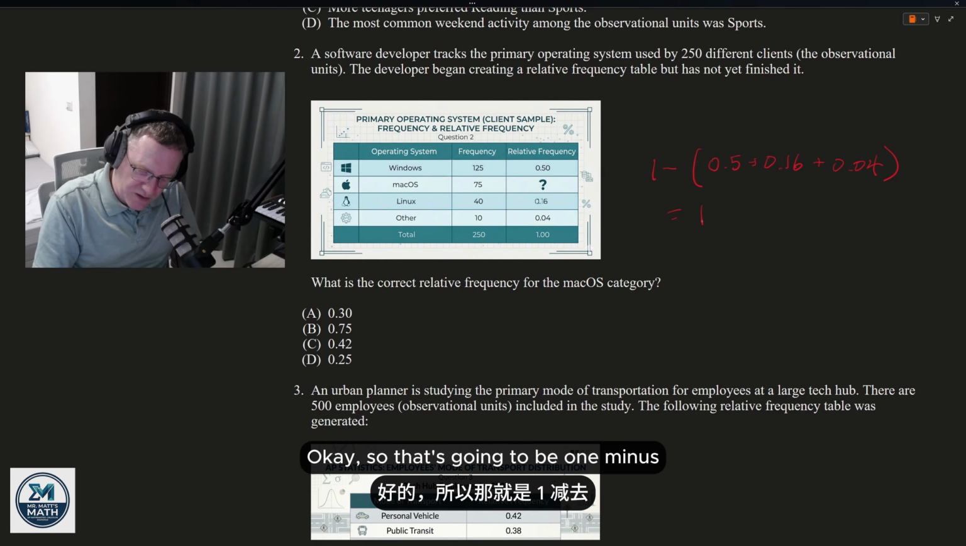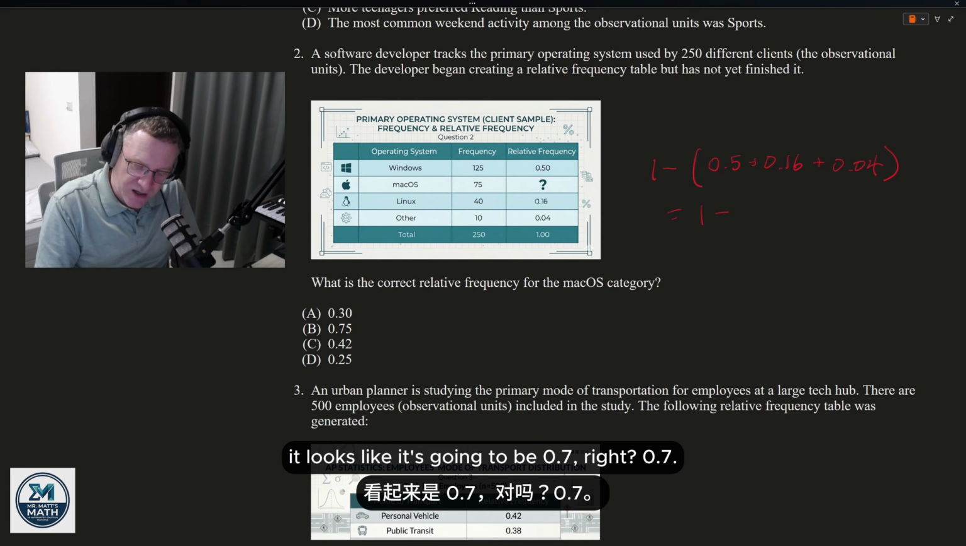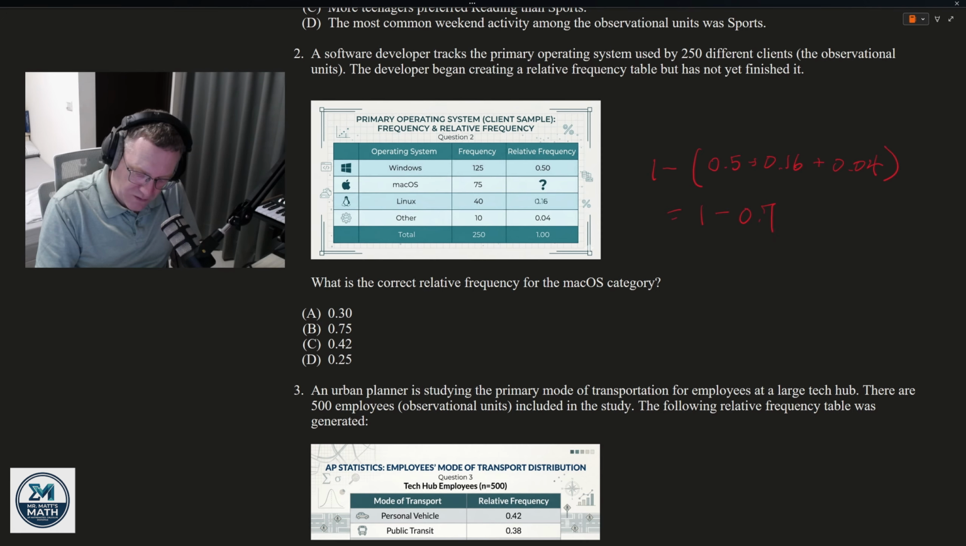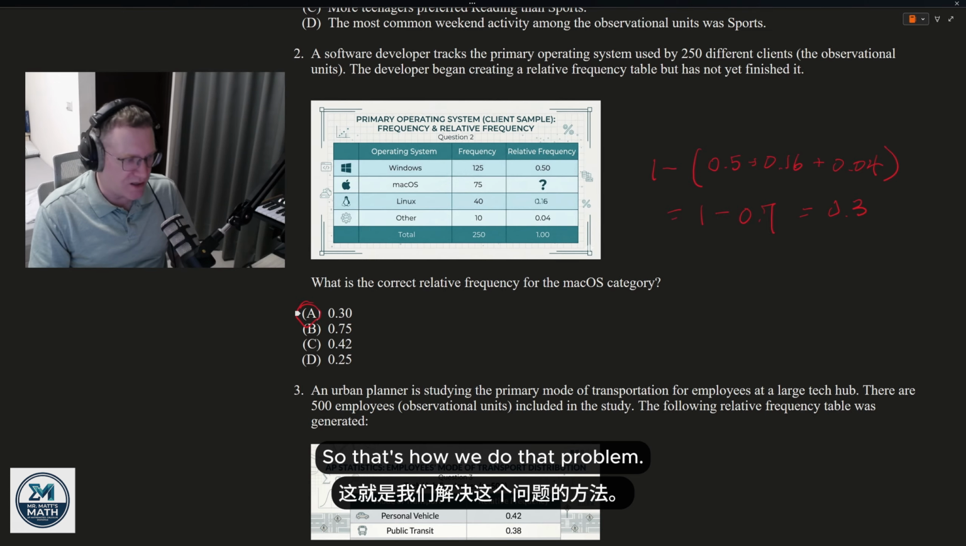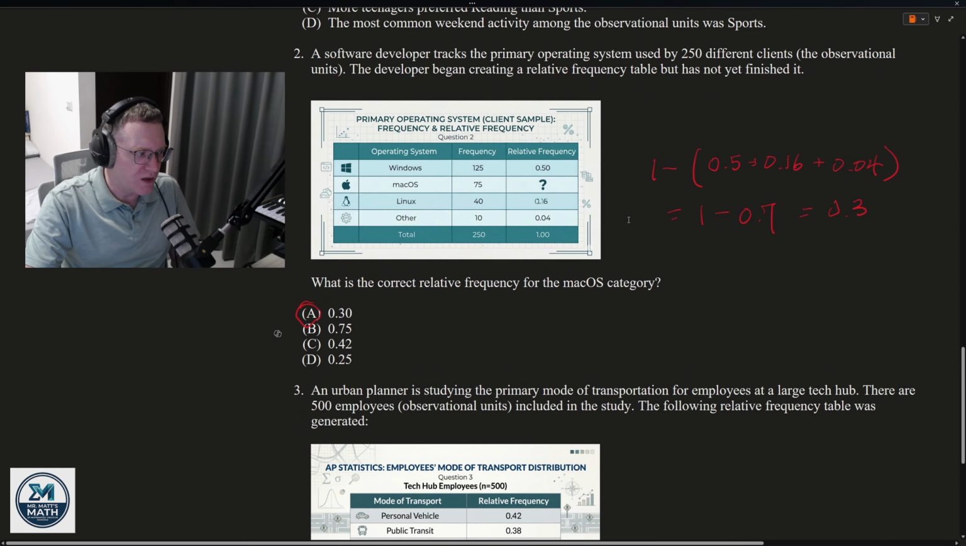Okay, so that's going to be 1 minus, and then if you add those together, it looks like it's going to be 0.7, right? 0.7. So 1 minus 0.7 is 0.3. So the answer should be A, 0.3. Okay, so that's how we do that problem.